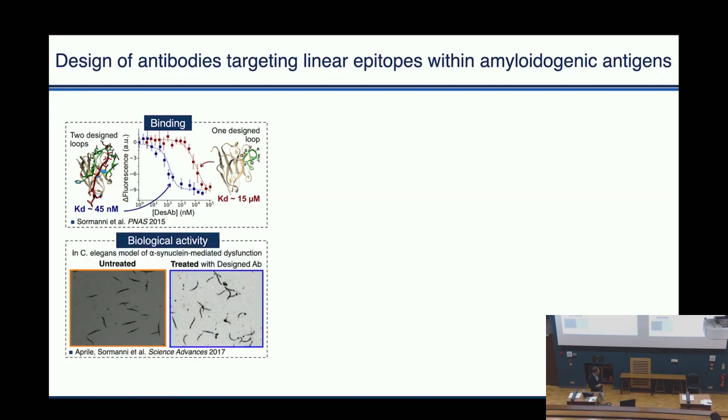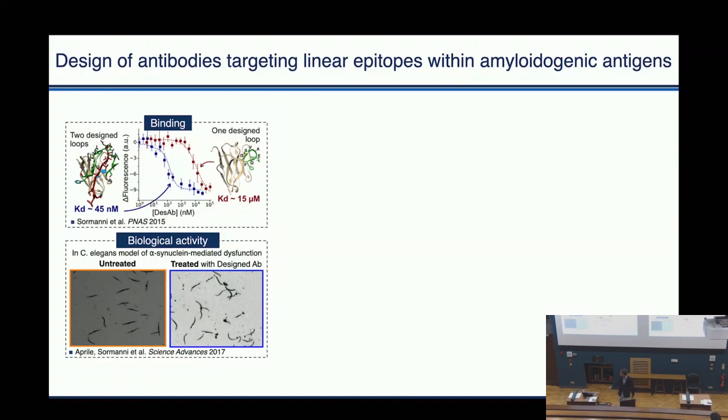vitro techniques. We have also been able, in collaboration, to give these antibodies, or nanobodies, I should say, to C. elegans models of protein overexpression. So what happens here is that as these worms age, they overexpress human synuclein, which aggregates, so they all get paralyzed, essentially, but they do not get paralyzed when you treat them with anti-synuclein nanobodies that prevent the aggregation.